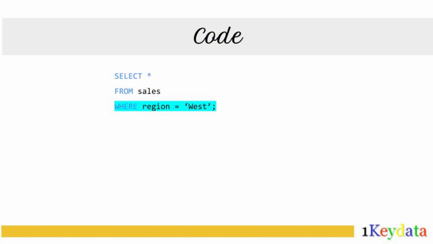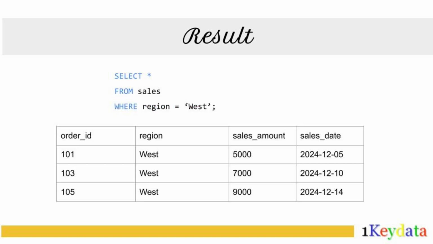Here, the WHERE clause filters rows where the region is West. It's applied before the data is grouped or aggregated. Here is the result of this query.